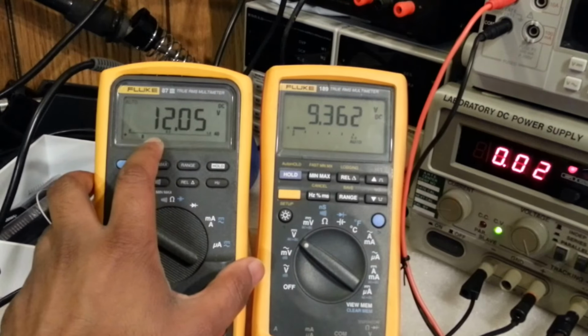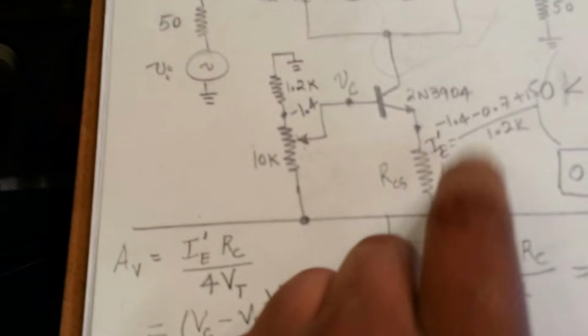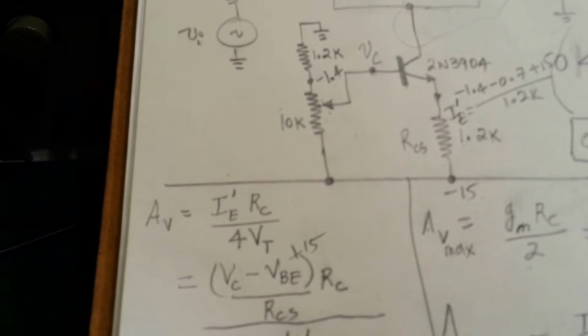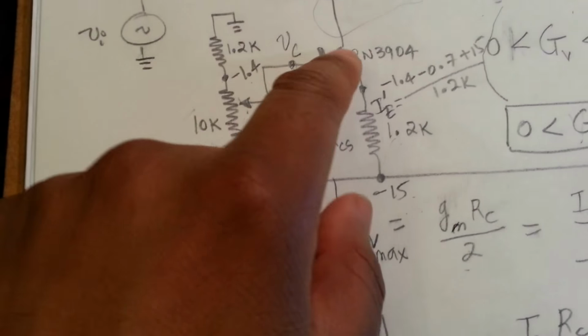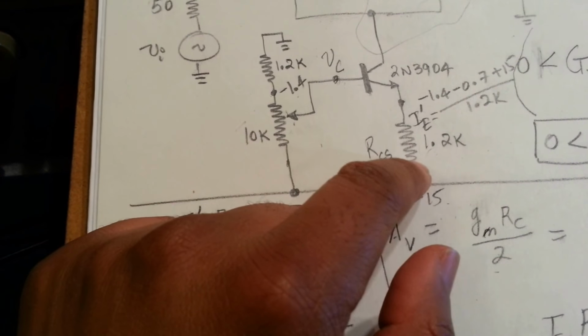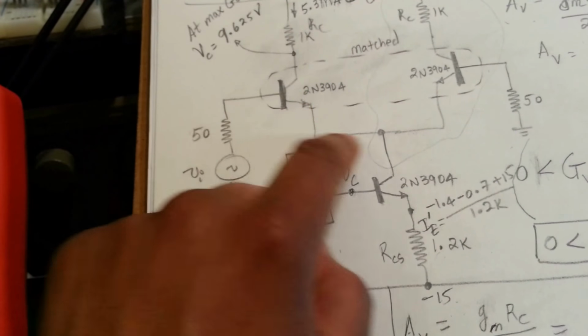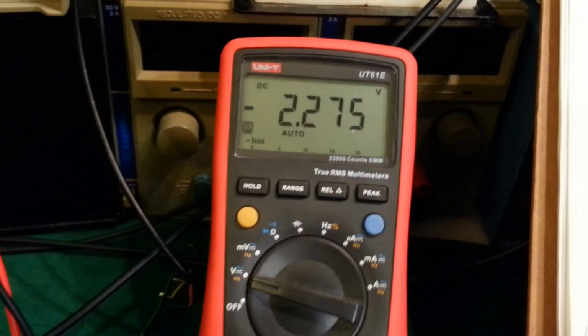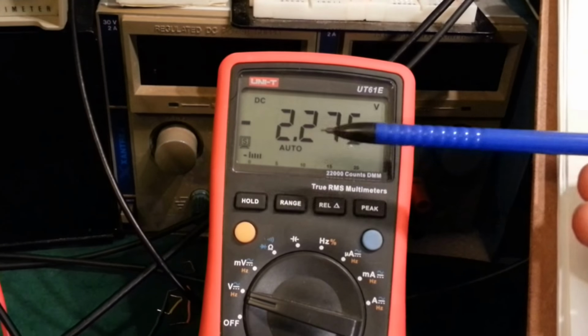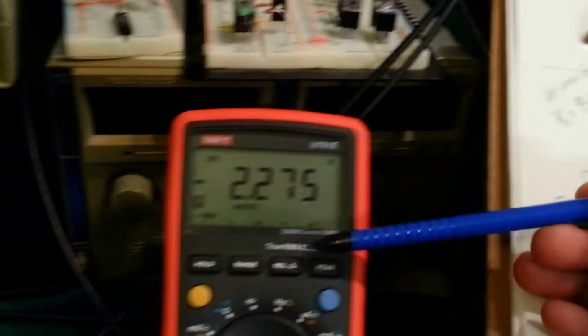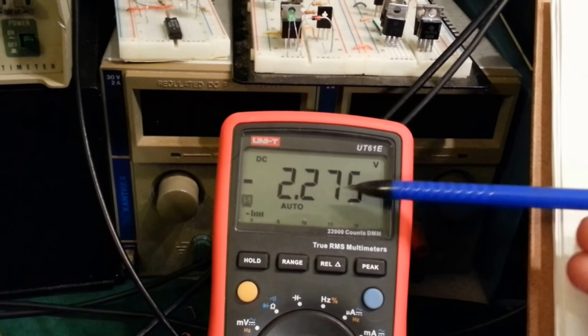Okay, so right now we're passing slightly more than 10 milliamps of current, because remember, I'm measuring that voltage, the 12 volts here, across the 1.2k. So 12 volts divided by 1.2k is 10 milliamps. So we're passing 5 milliamps through here, another 5 milliamps through here, and this meter here, which is measuring exactly this voltage, is at minus 2.275.